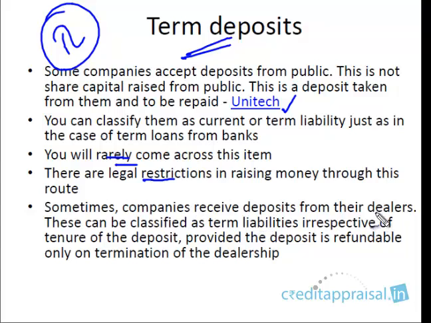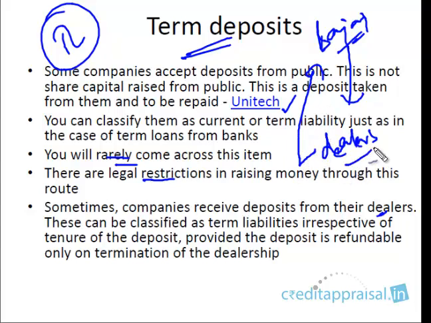Sometimes companies receive deposits from dealers. Take for example a company like Bajaj. Bajaj is an automobile manufacturer. So they'll be having a lot of dealers, right? So companies usually accept something called dealer deposits. So the dealers have to be eligible to come under the umbrella of the dealership. They have to pay some deposits. So in the balance sheet of Bajaj Auto, the deposits from dealers, right?